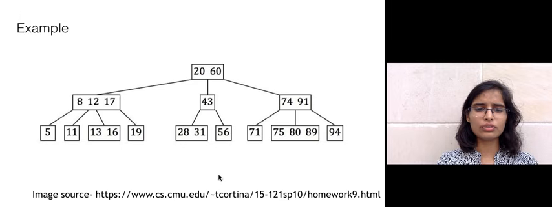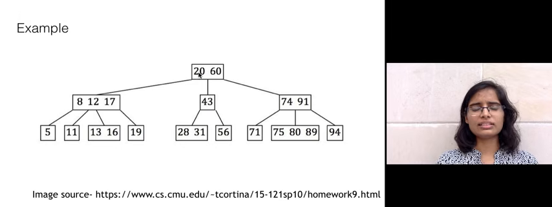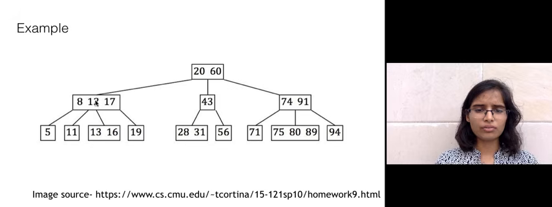If I say that I have to search for element 15, let's see, we start with the root node. 15 is less than 20, so it will lie in this left subtree. We move down, we look at the first value 8. 15 is greater than 8, we move to the next value. 15 is greater than 12, we move to the next value. But 15 is less than 17, so if 15 lies in this 2-4 tree, then it has to lie in the subtree between 12 and 17.